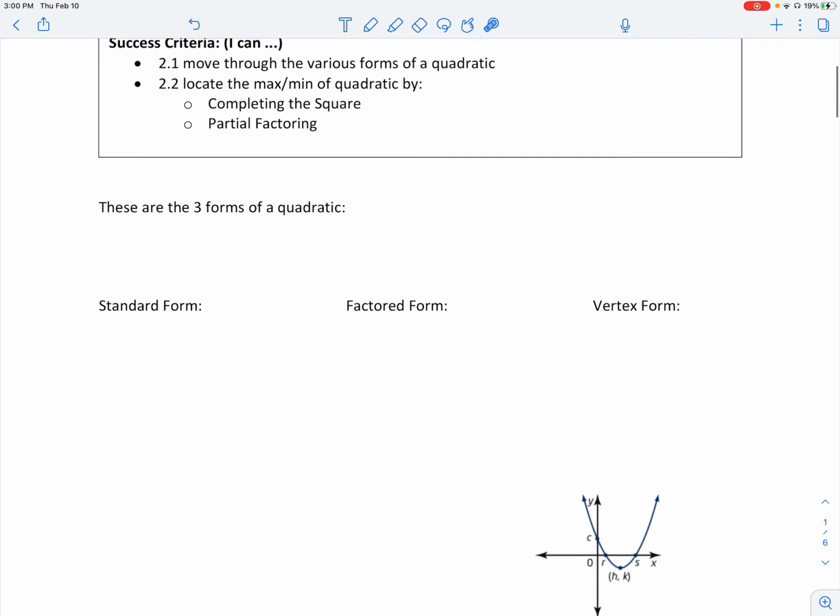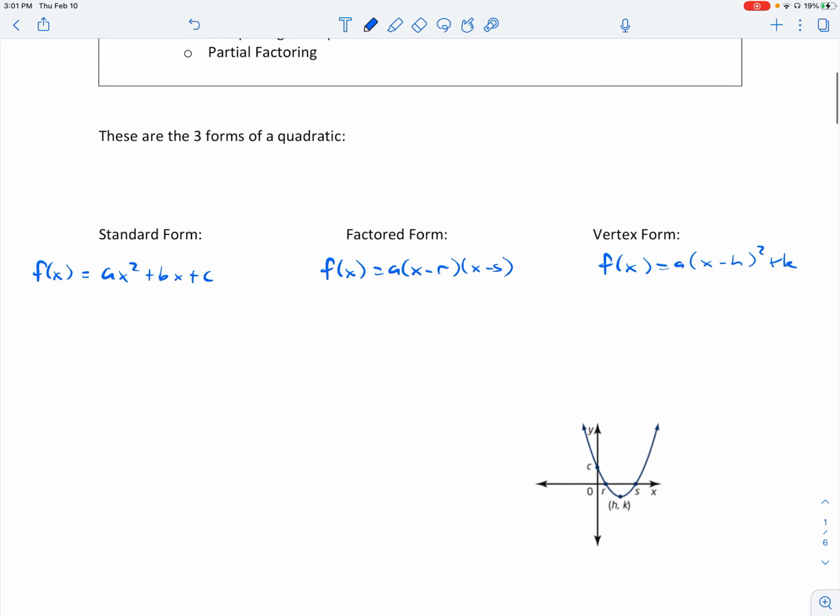Here are the three forms for quadratics. We have standard form, ax squared plus bx plus c. We have our factored form, and we have our vertex form. They're all really helpful. They all give us certain pieces of information which allow us to make a nice, pretty graph.